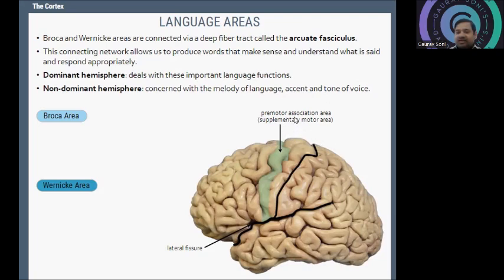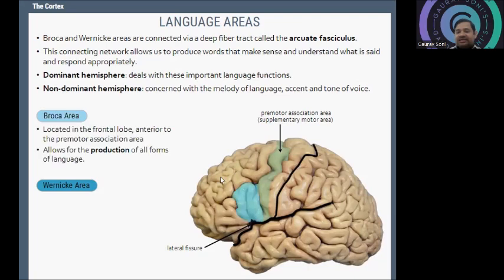So you can understand Broca's area first. This is Broca's area, located in the frontal lobe anterior to the premotor association area. This was the premotor association area or supplementary motor area we have seen. This allows for the production of all forms of language. So this particular area is not for all types of language.